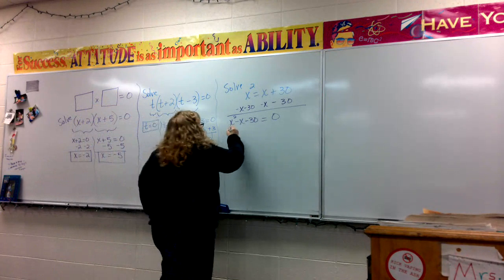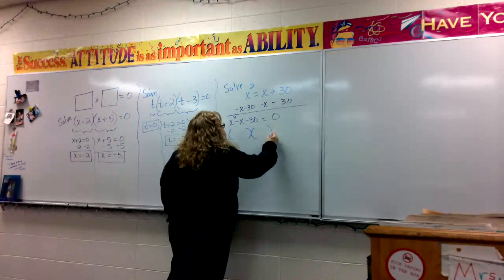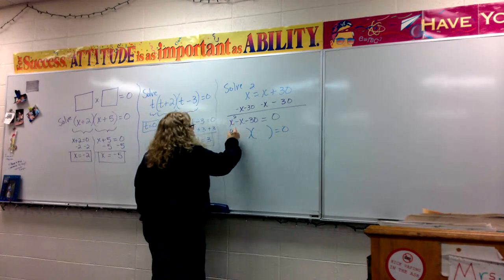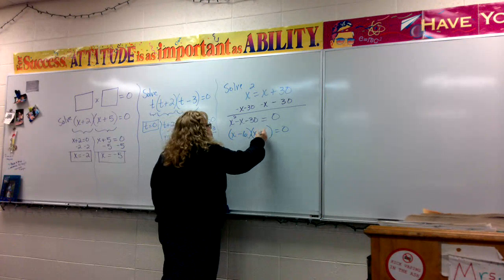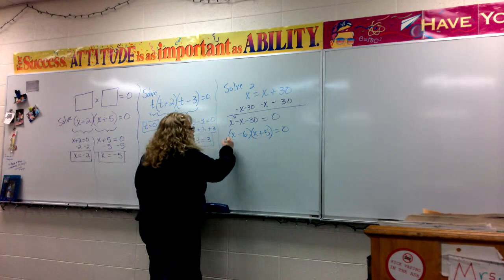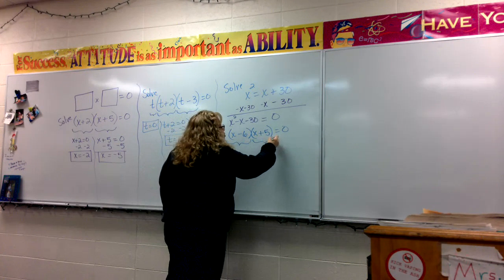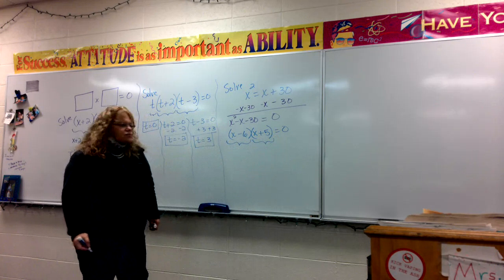You're going to have to factor this. What does it factor into? Well, it has to be x and what, Alex? Minus 6, positive 5. And then you're multiplying these two things together and you get an answer of 0.